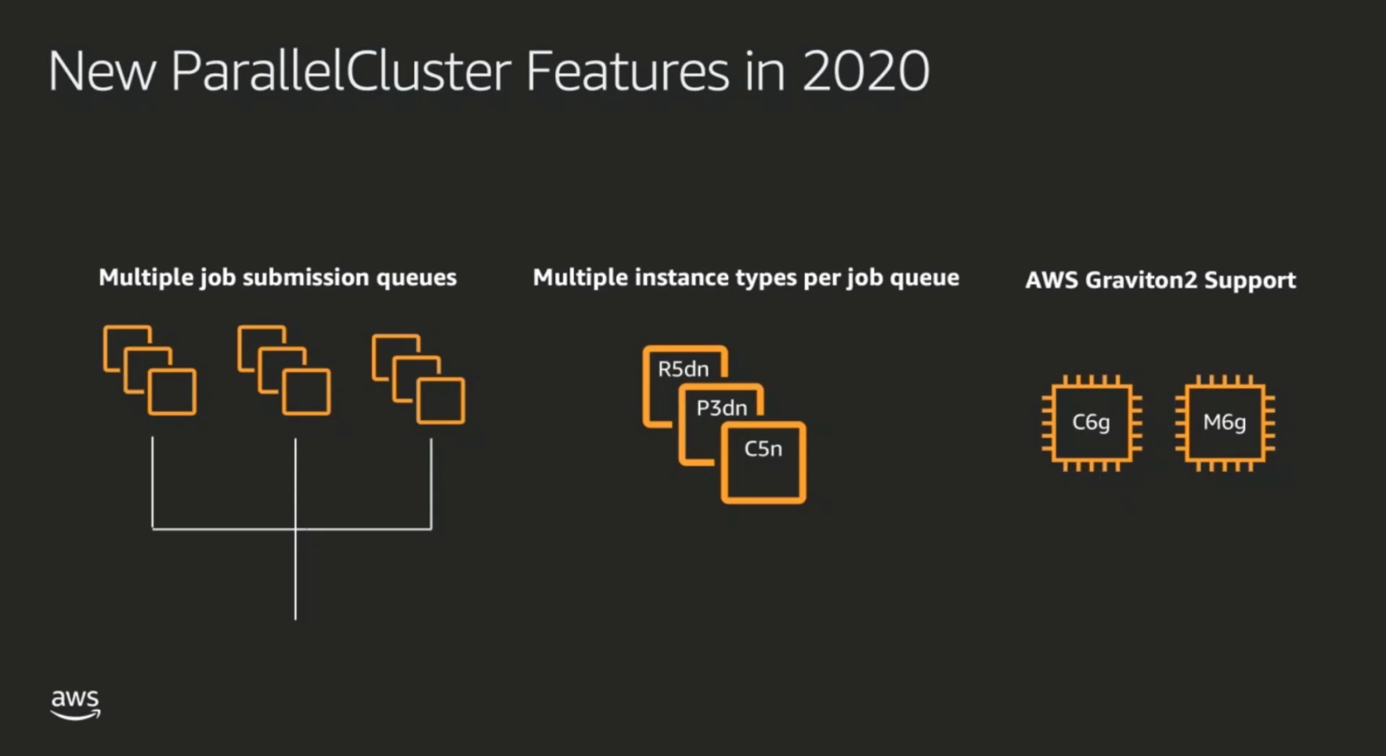In 2020, we've come up with a number of additional feature enhancements for ParallelCluster that we think are going to be really interesting to all of our customers. That includes the ability to configure multiple job submission queues, the ability to use multiple instance types in each one of your job queues, as well as the ability to use our latest AWS Graviton2 compute instances like C6G and M6G to deliver some of the best price performance that AWS has to offer. I'll be going over some of these different features in a live demo.